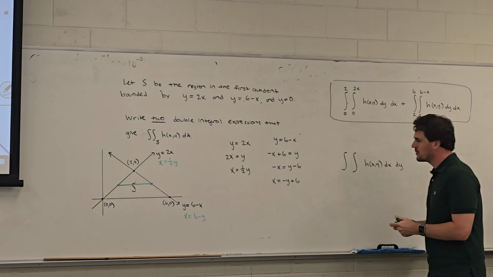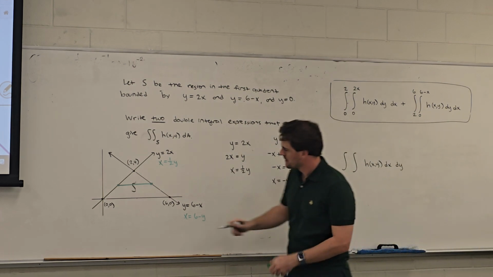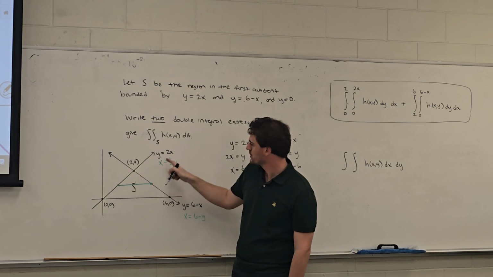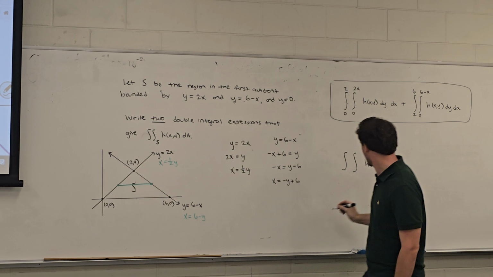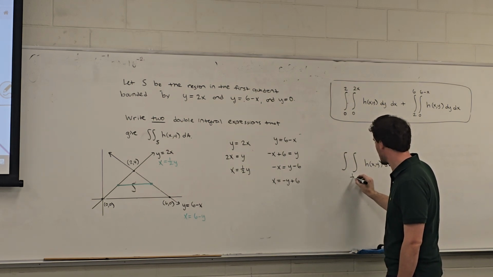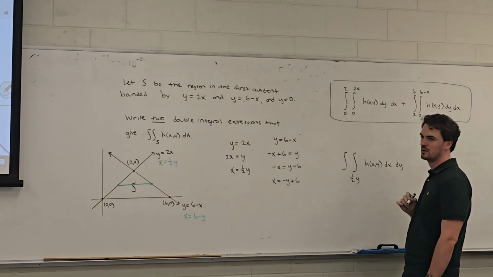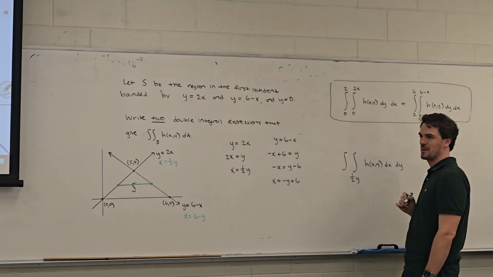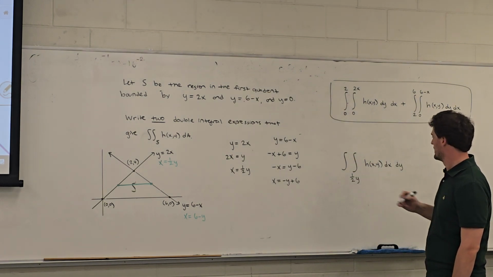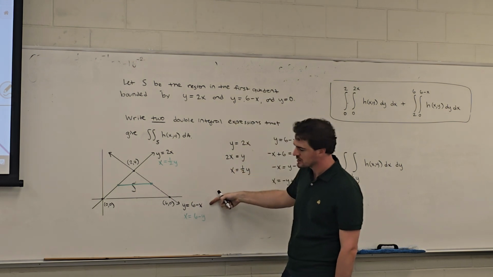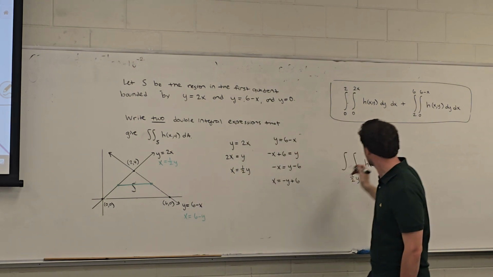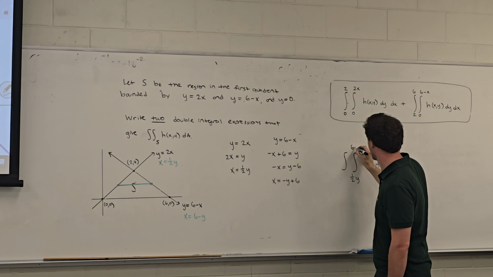So now I'm going from left to right. The left curve, I agree, is y equals 2x. But you're going to refer to this as 1/2 y now. Oh, okay, sorry. All the way up to the right curve, which I agree is 6 minus x. But you're going to refer to that as 6 minus y.